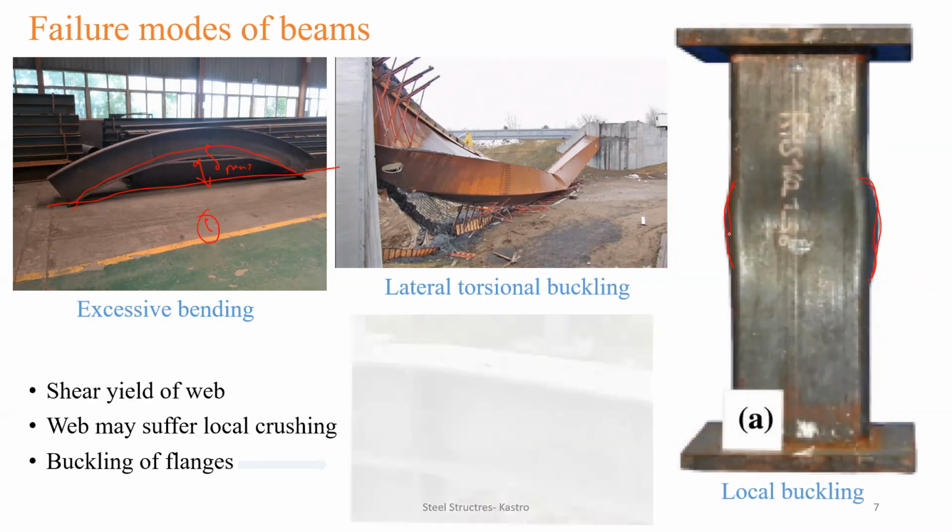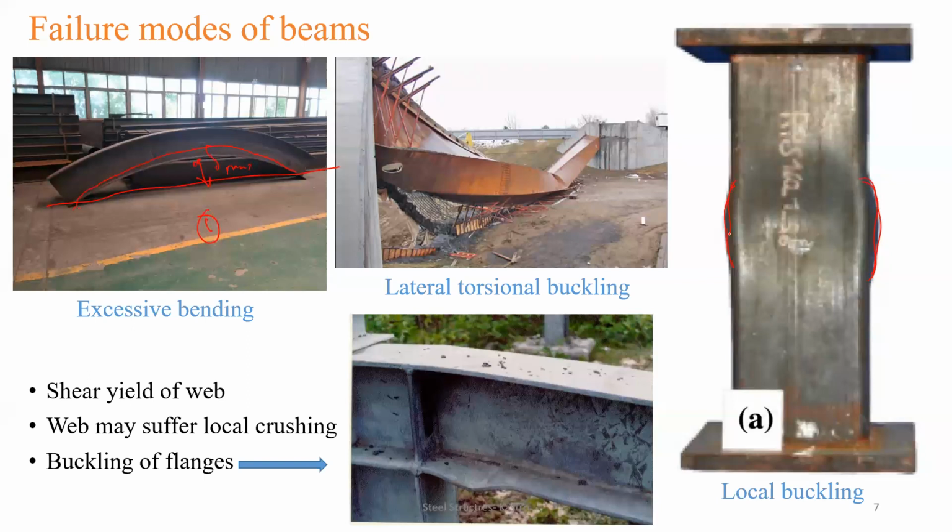And we have three more failure modes of the beam. One is the shear yield of web. Sometimes the web will also fail in the form of shear, which is called shear yield of web. And the next one is that the web may suffer local crushing.